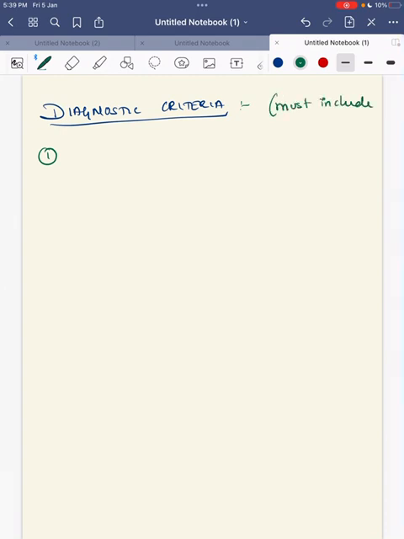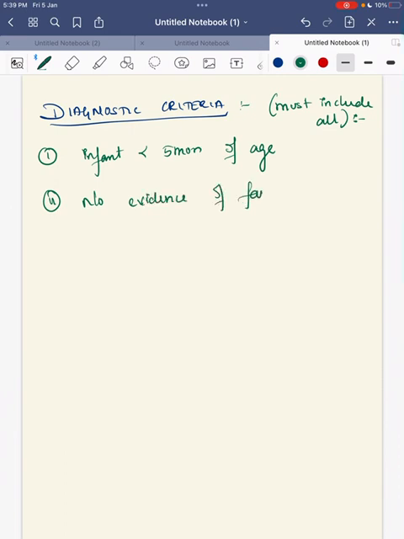Next we'll go into its diagnostic criteria. So everything must be present. It must include everything. First, the infant is less than 5 months of age. Second, there should not be any evidence of failure to thrive.